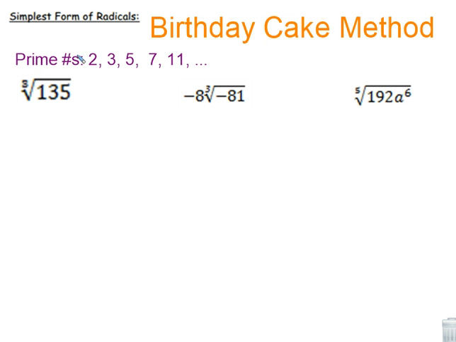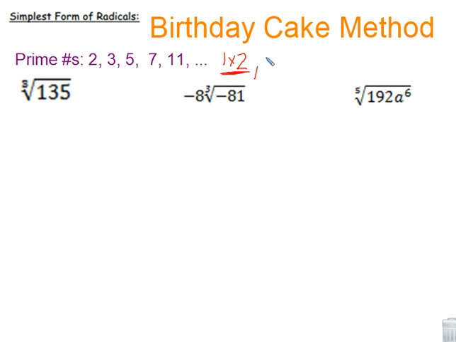So for us to do this birthday cake method, we need to revisit the idea of a prime number. Now, it's been a while since you've heard about primes, but just as a refresher, a prime number is a number that only has factors of 1 and itself. So in other words, the number 2 only has factors of 1 and 2. The only two numbers you can multiply together to get 2 are 1 and 2.